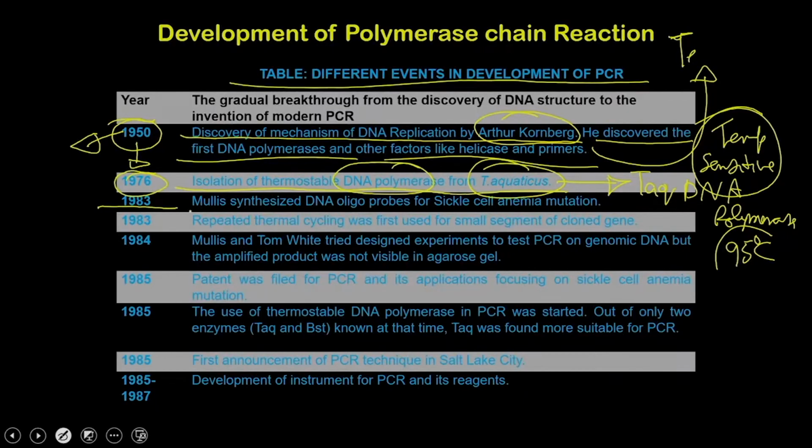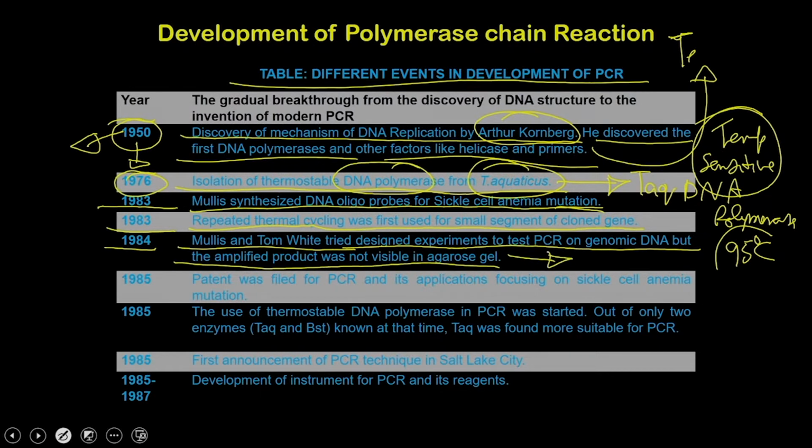Then in 1983, Kary Mullis synthesized the DNA oligo probes for sickle cell anemia, and in 1983 repeated thermal cycling was first used to clone a small segment of genomic DNA. Then in 1984, Kary Mullis and Tom White designed an experiment to test PCR on genomic DNA, but the amplified product was not visible in the agarose gel. In 1985, the first patent was filed for its application in detecting sickle cell anemia mutations, and the first use of thermostable DNA polymerase in PCR started.